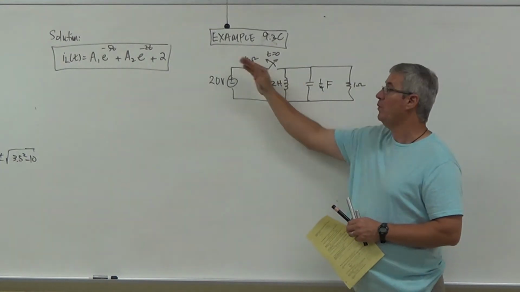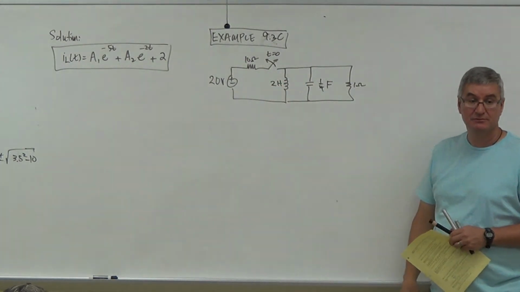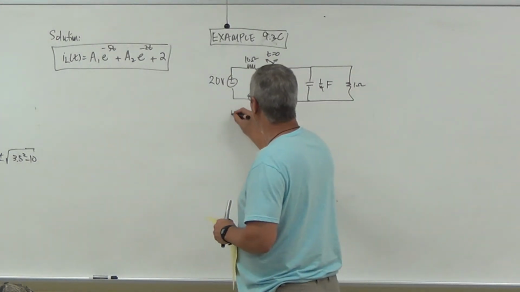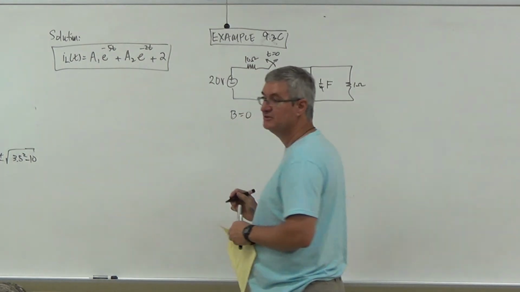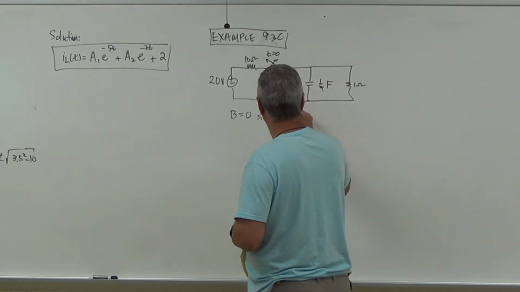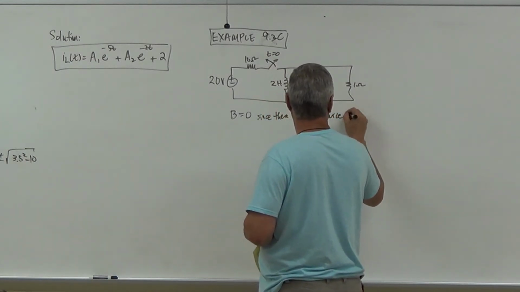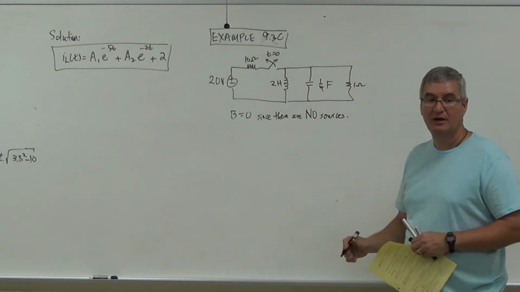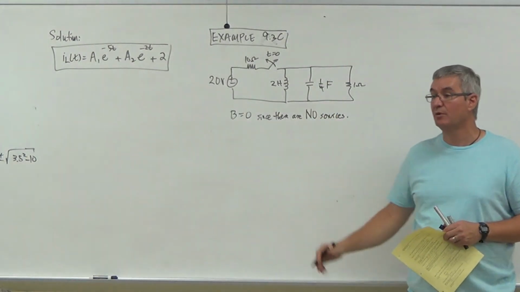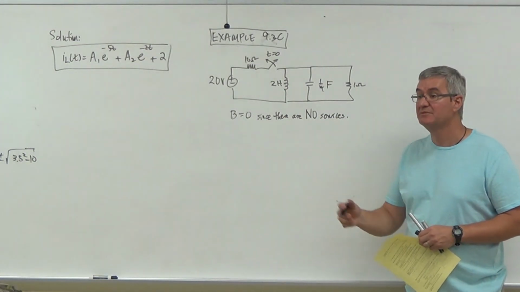So if I now open this switch, what happens? There are no more sources. If there are no more sources, that means my forced response has to be 0. So when I derive my equation, the right side, the effective source term, has to be 0, no choice. If I don't get that, I made a mistake.